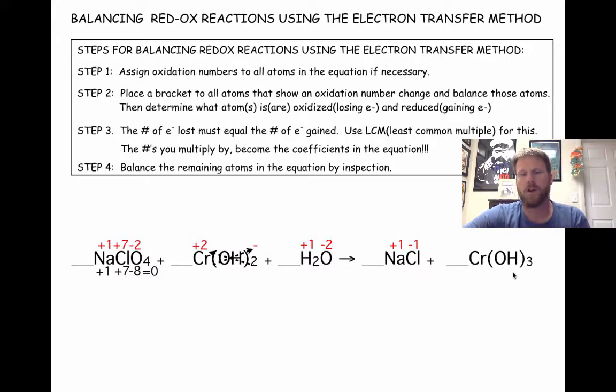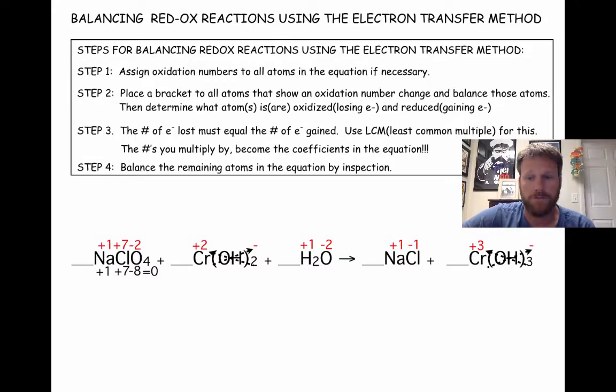And then we have Cr(OH)3. Once again, we know OH minus. If you needed 3 of those, then it must be Cr3+. Once again, oxygen would be a -2 and hydrogen a +1. So now that you have the oxidation numbers assigned, you can look for the substance that is oxidized and the substance that is reduced. You've got to have one of each.